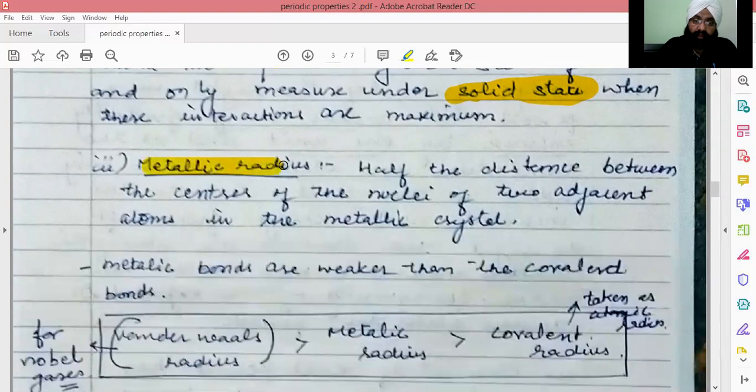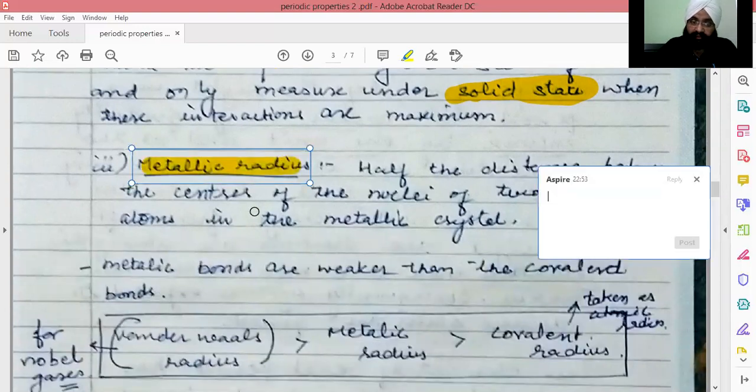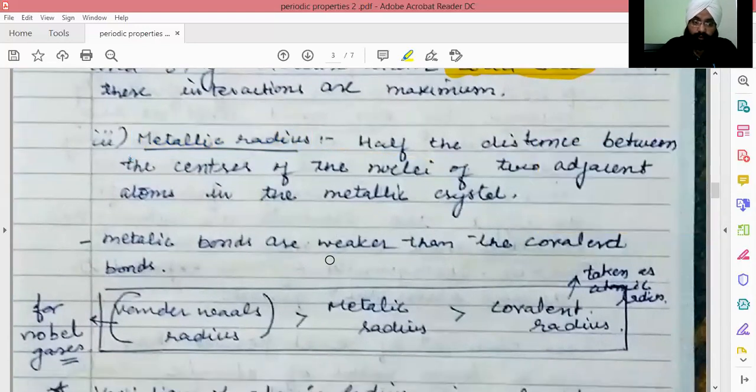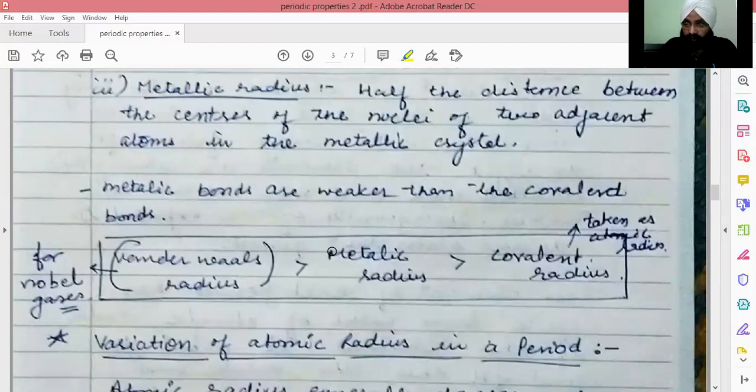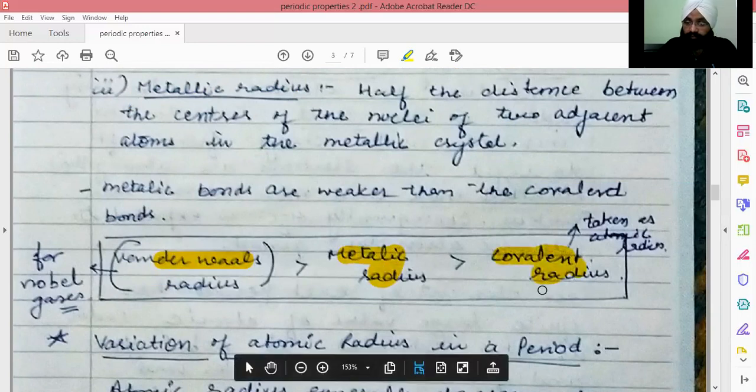Next is metallic radius. It is half of the distance between the centers of the two nuclei which are bonded through metallic bonds. Metallic bonds are again weaker than covalent bonds. So van der Waals radius is the largest, metallic radius comes after that, and covalent radius is the smallest one.